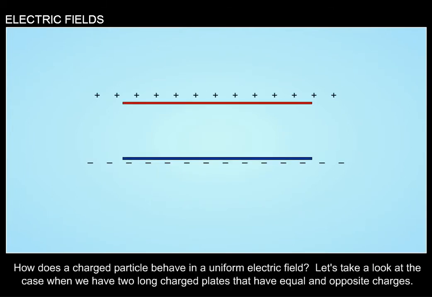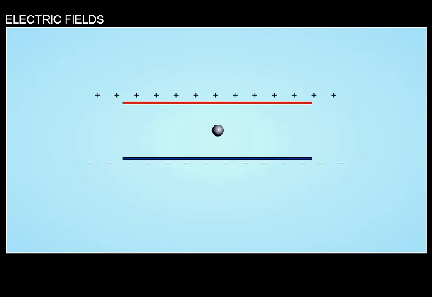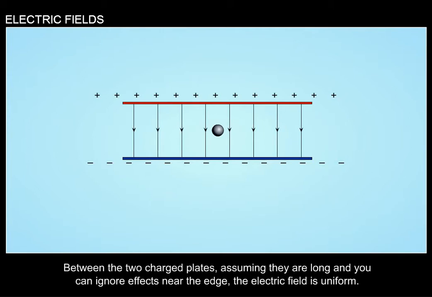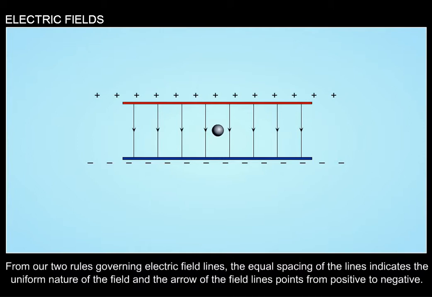How does a charged particle behave in a uniform electric field? Let's take a look at the case when we have two long charged plates that have equal and opposite charges. Between the two charged plates, assuming they are long and you can ignore effects near the edge, the electric field is uniform. From our two rules governing electric field lines, the equal spacing of the lines indicates the uniform nature of the field, and the arrow of the field lines points from positive to negative.